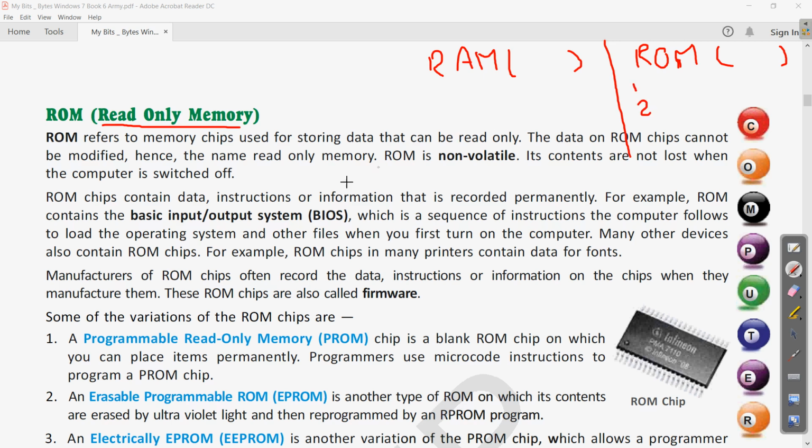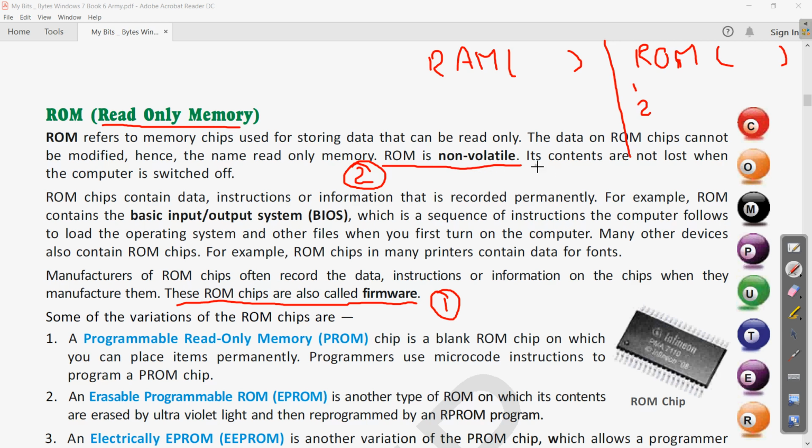Let us see the first point. For RAM, the first point we wrote was main memory. So here you can write about the ROM, that ROM chips are also called firmware. Clear? So this is the first point. And in RAM we have seen that RAM is volatile in nature, and here the ROM is non-volatile in nature. So write this as the second point, that ROM is non-volatile in nature. Do the marking at the same time, otherwise it will take the time. Okay, so this is the second point.